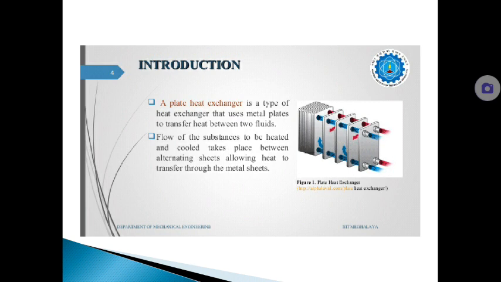Now we will see the next heat exchanger, the plate type of heat exchanger. In this type of heat exchanger, it uses some metal plates in order to transfer the heat between two fluids. The flow of the substances to be heated and cooled takes place between the alternate sheets.